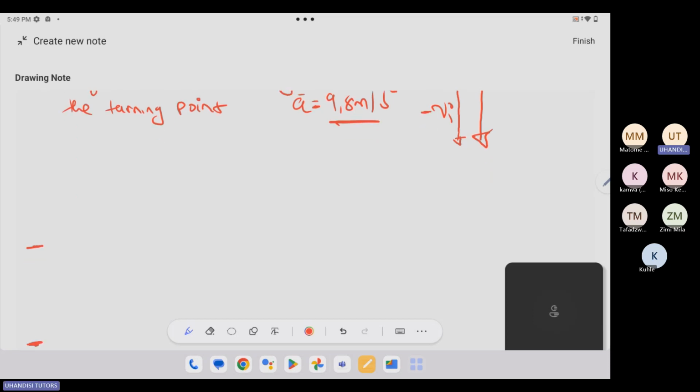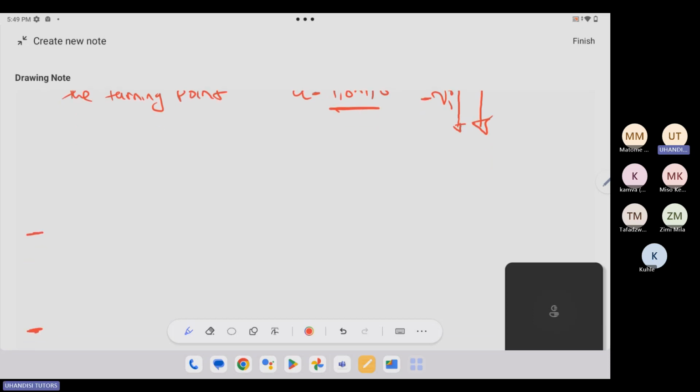So in the exam, they might trick you in a multiple choice question and say, is the object accelerating at the turning point? The answer is yes. All right, let's carry on.